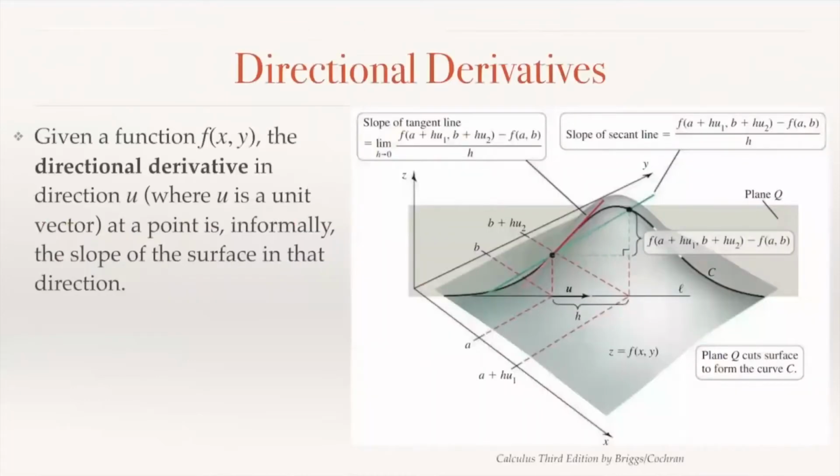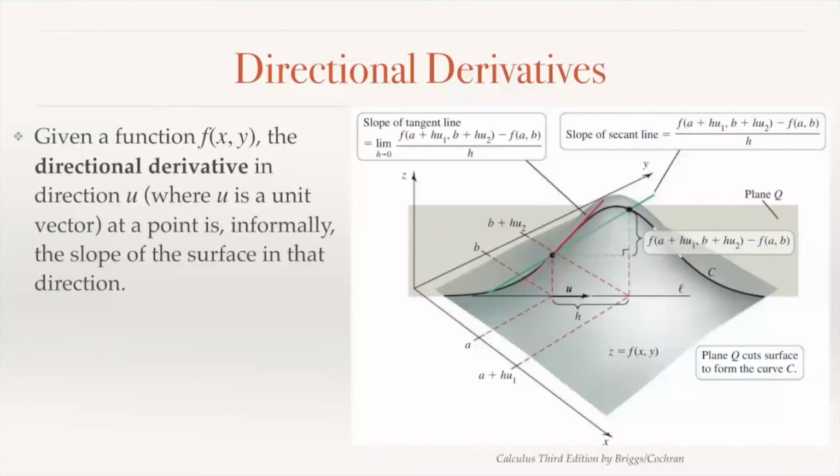So, given a function f of x,y, the directional derivative in a direction u, where u is a unit vector, which is kind of a pure direction at a given point, is informally the slope of the surface in that direction. So if you're standing at this point (a, b), then the directional derivative in this direction u would be the slope in that direction.